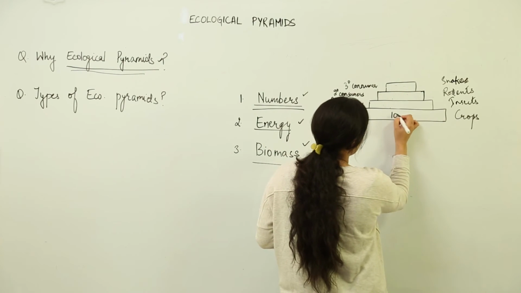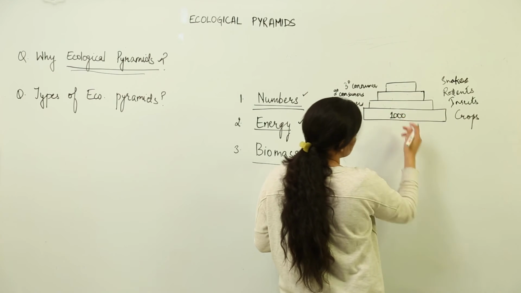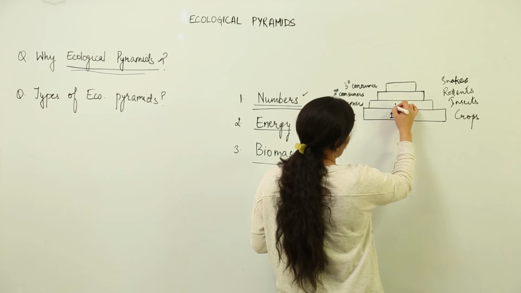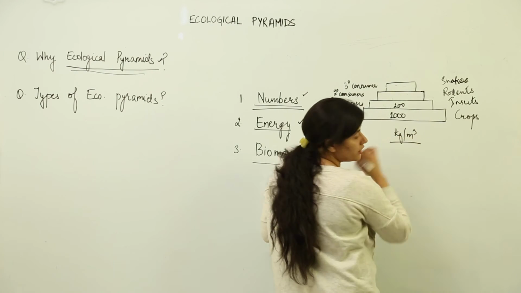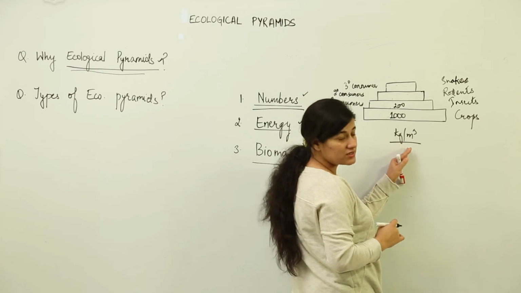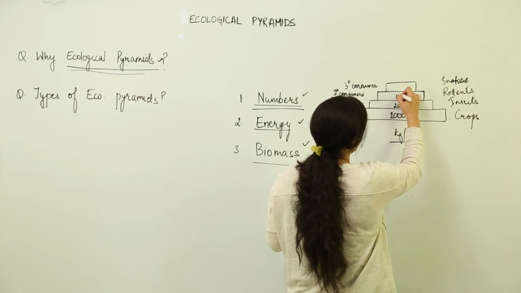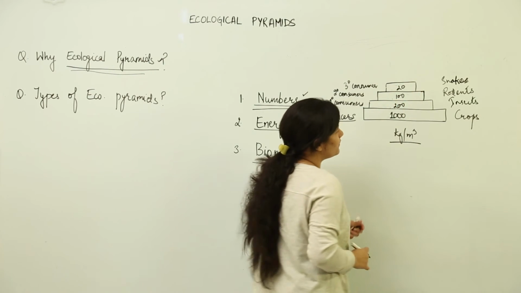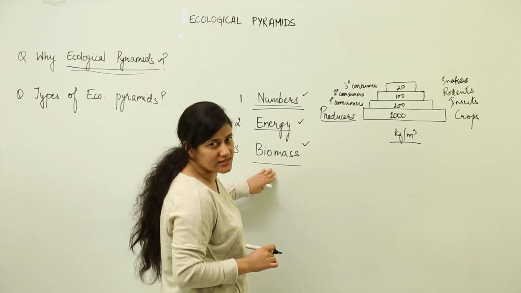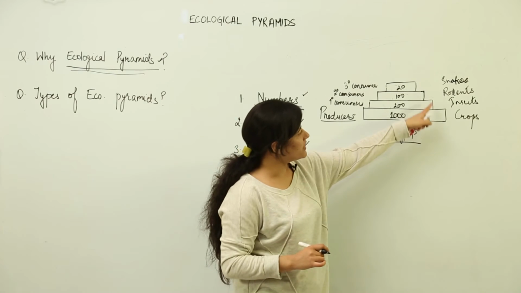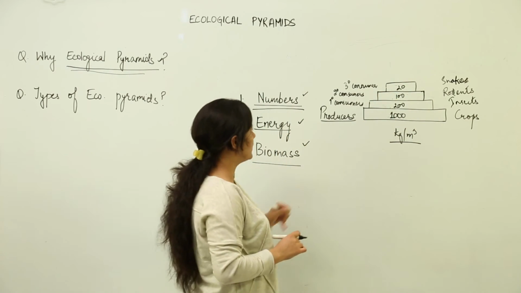It is 1000 kilograms. Then we have 200 kilograms. It is kg per metric cube I am considering. We considered biomass in terms of this unit. Then we have 100. And over here we have 20. So this would represent the biomass, the living mass as we talk about. So the biomass is represented in this way. Again, this is a comparative account.